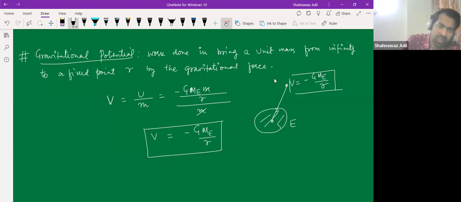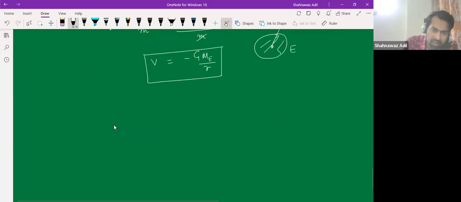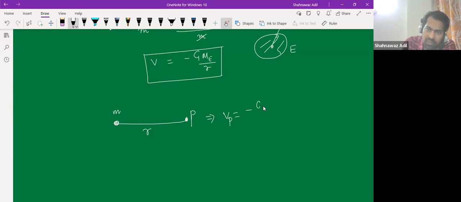Yes, sir. So let's say I have this mass, and I'm calculating at this point P, and the separation is R. I don't require any other mass here, I only require one mass. And that will create some potential around its space. So V at P would be minus G M divided by R. Is this clear, guys?